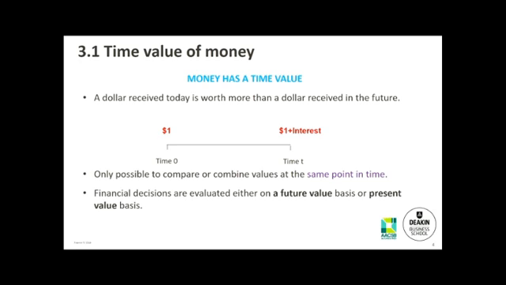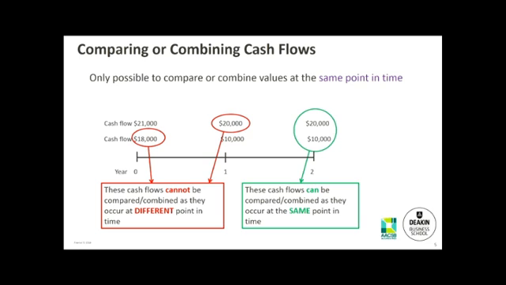Financial decisions are evaluated either on a future value basis or present value basis. Because in most cases, when we talk about financial decisions, we have to consider all of the cash flows of the project. To this end, we have to figure out an approach to bring all of the cash flows to the same point in time. You can either bring all of the future cash flows back to today, or bring all of the cash flows to some point in future. In this way, you will have all of the cash flows at the same point in time, then you can combine those cash flows. Any questions? Good. Now let's move to the next slide.